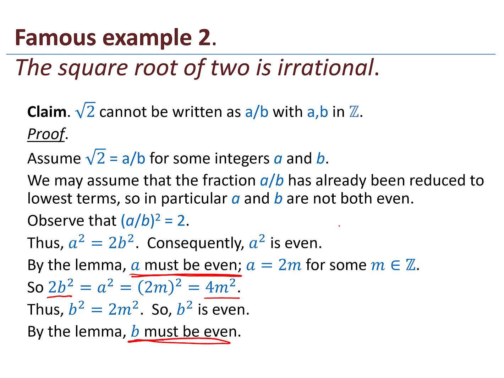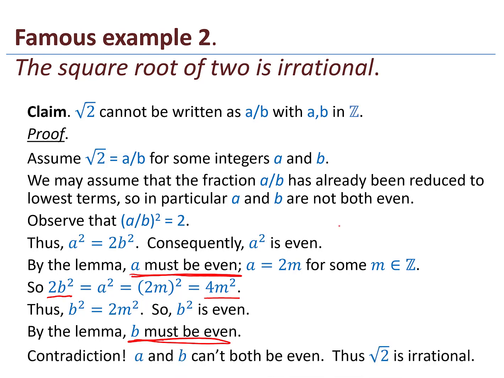But wait a second. That's a contradiction. a and b can't both be even. Here we go. So in particular, a and b are not both even. So I've actually created a contradiction where it contradicts something earlier I said in the same proof. Thus, the square root of 2 is irrational.